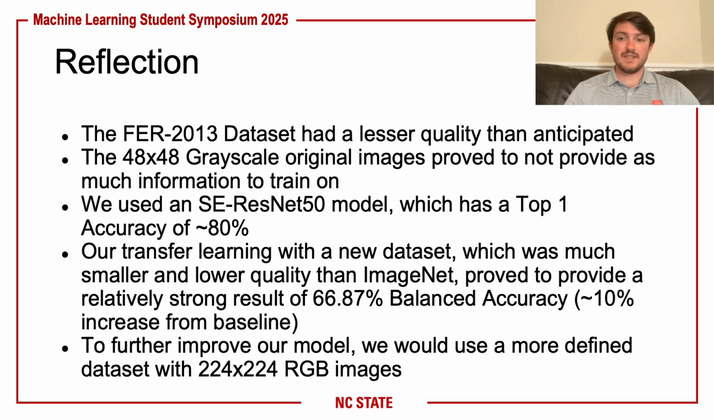So what we learned is our dataset wasn't as good as we were anticipating, unfortunately, and the 48 by 48 grayscale images didn't provide enough information to train on. While we were able to get good performance because the SE ResNet 50 model had a top 1 accuracy of around 80% on its own, we think that we could have done better if we were able to have a dataset that had 224 by 224 full color images like the models were trained on.